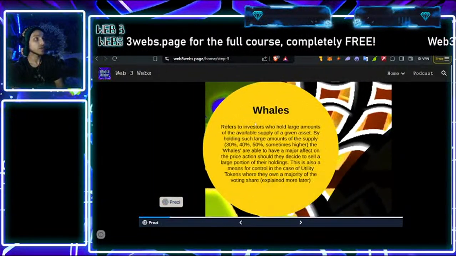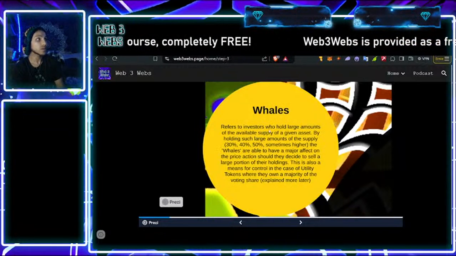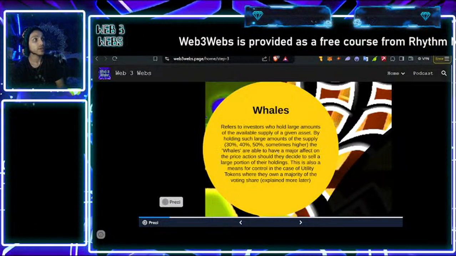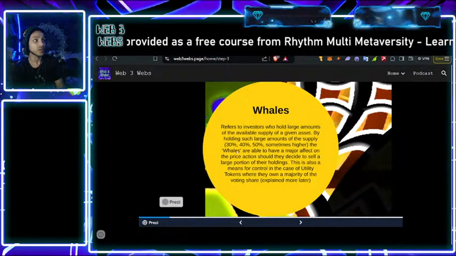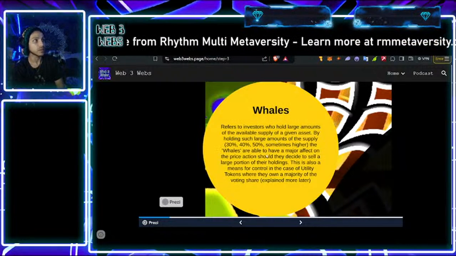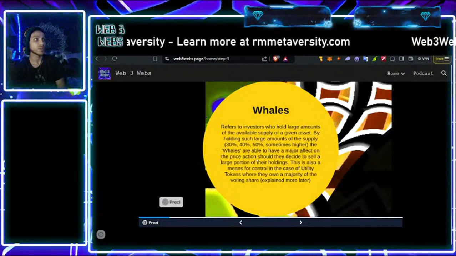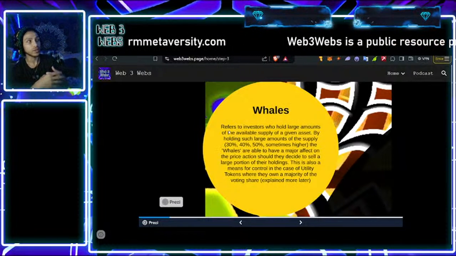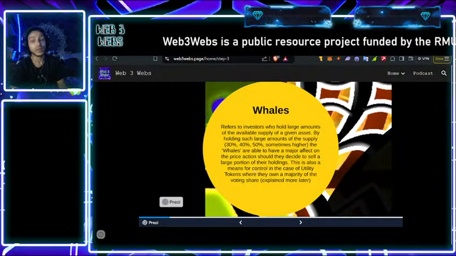Whales refer to investors who hold large amounts of the available supply of a given asset. By holding such large amounts of the supply, 30%, 40%, 50%, sometimes higher, the whales are able to have a major effect on the price action should they decide to sell a large portion of their holdings. This is also a means for control, in this case of utility tokens, where they own a majority of the voting share, and this is also explained more later. So think of it, right? Whales, they're big, they own a large portion or hold a large portion of the supply of whatever it is. Kind of to simplify it, right?